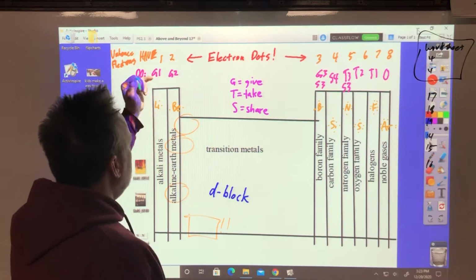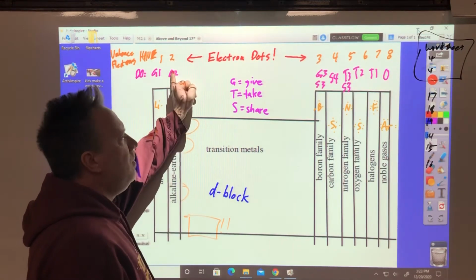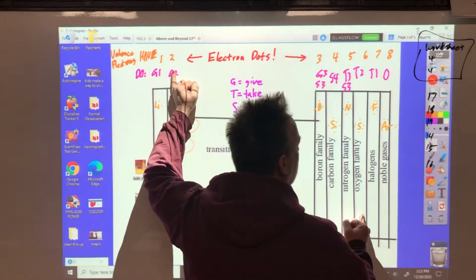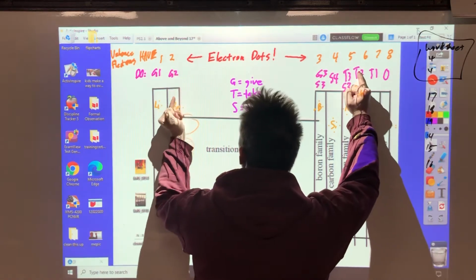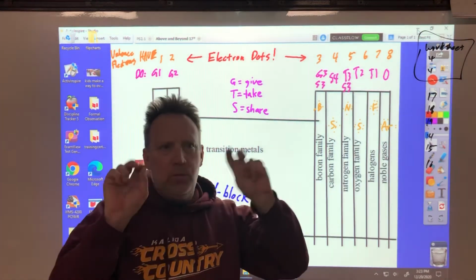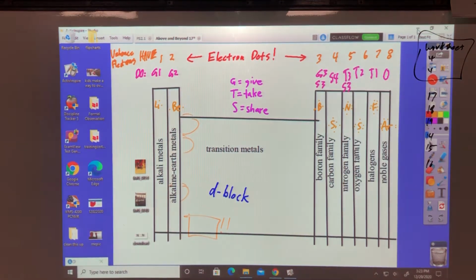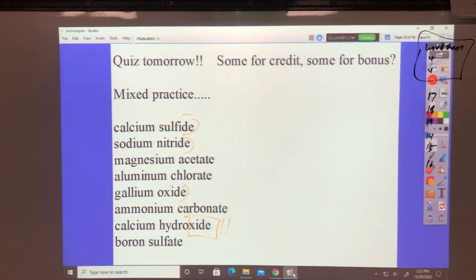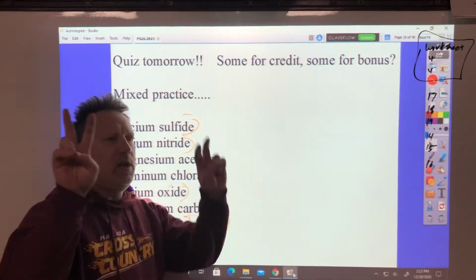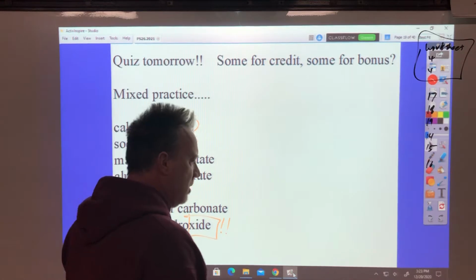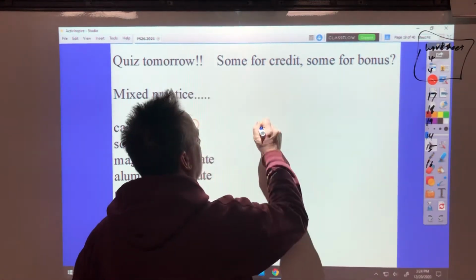So calcium is in this column. Sulfur is in this column. Taken to, giving to. That's a match. You want to make matches. So, since calcium gives 2, sulfur takes 2, and you have a match, it's just CaS.